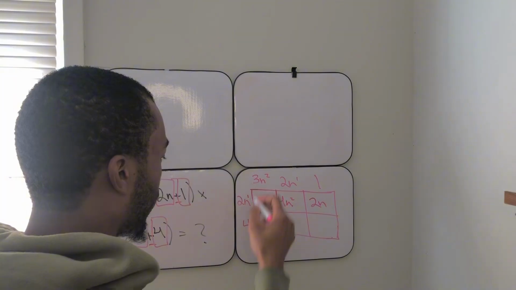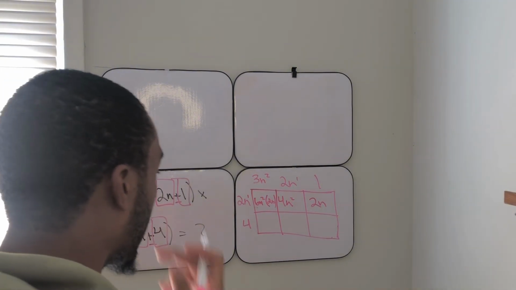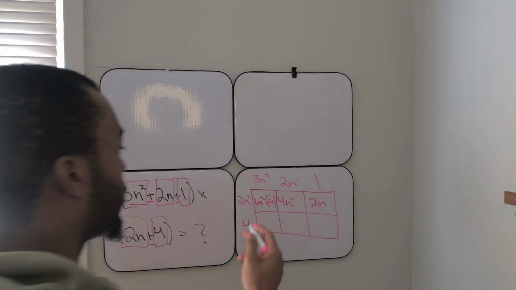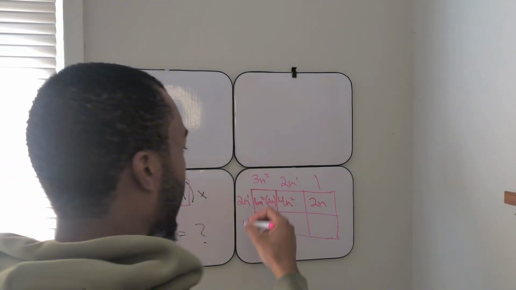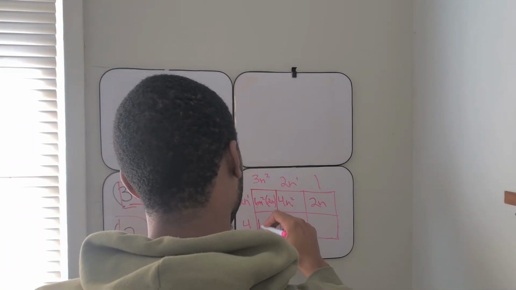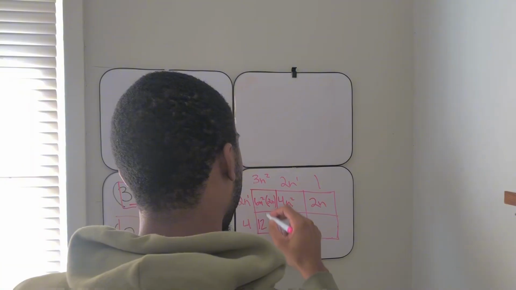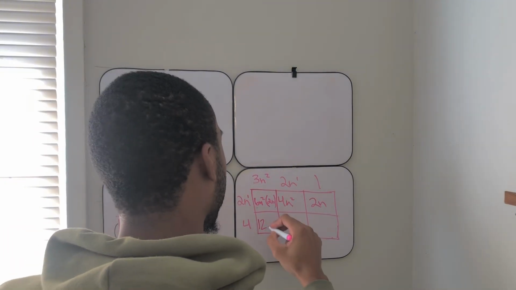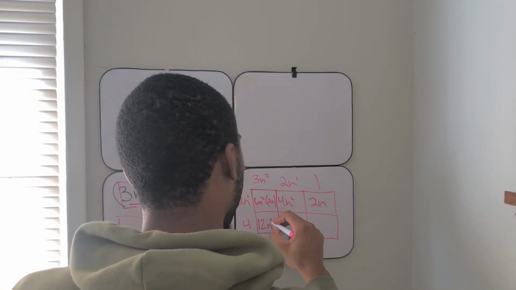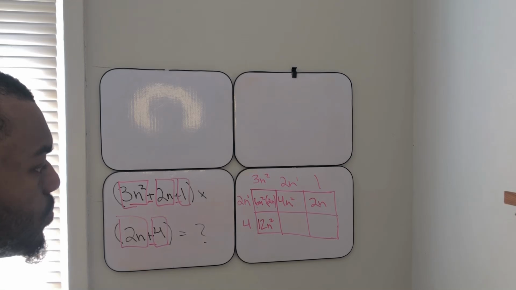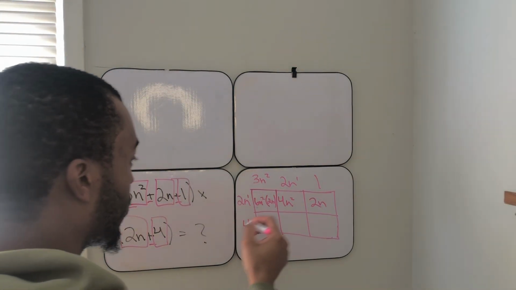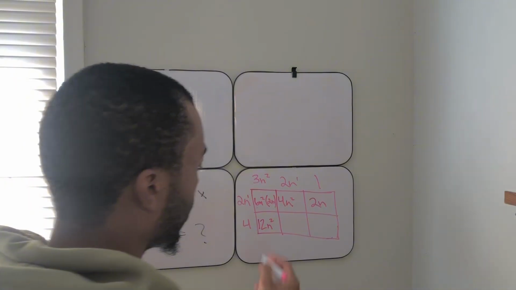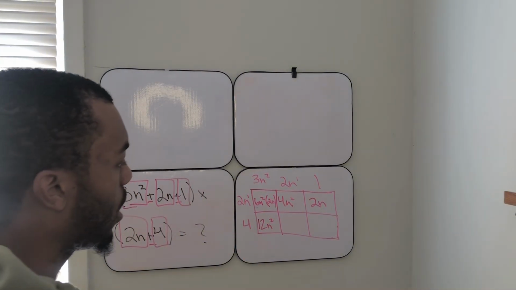So now we have 4 times 3n squared. We don't have an n squared for the 4, but we can multiply the 4 and 3 together and get 12. Then we have to keep that n squared because there's nothing to combine it with, so that has to stay there. And it's positive. Remember, this is positive 4. It's not a negative 4, otherwise this would be negative 12.